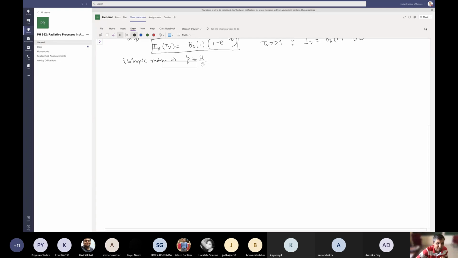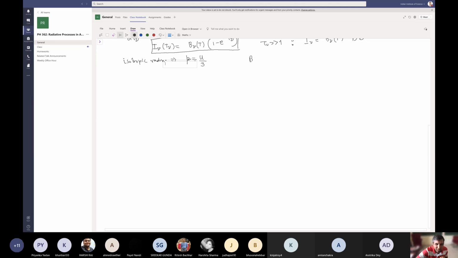So this just assumes isotropic distribution of photons, so that I nu can be taken out of that integral, and all you have is this cos squared theta. Okay.